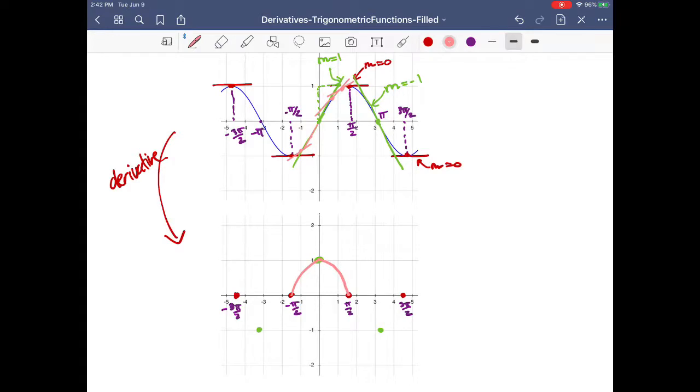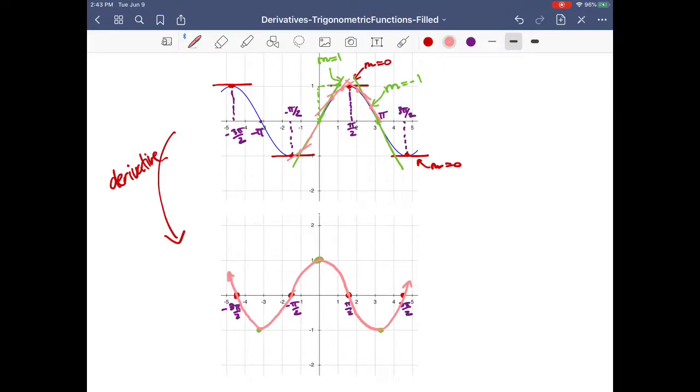Now if we go between pi by 2 and pi, once I pass pi by 2, my slopes are close to 0, but now they're negative, and they're approaching negative 1. So they're going to come down like that, approach negative 1, and then come back up towards 0. The graph is going to continue like this, so it looks similar on this side.